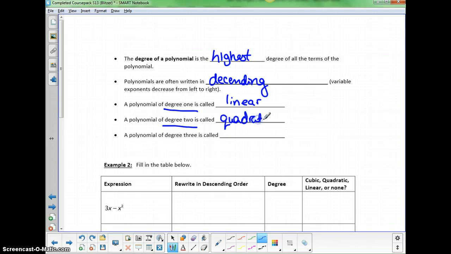Don't be confused with quad, meaning 4. Quadratic is for degree 2. Quartic would actually be degree 4. And degree 3, we'll call it cubic.